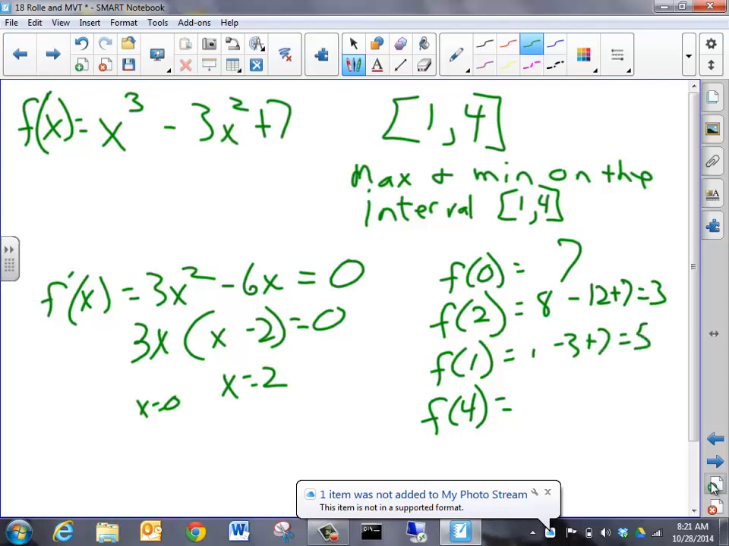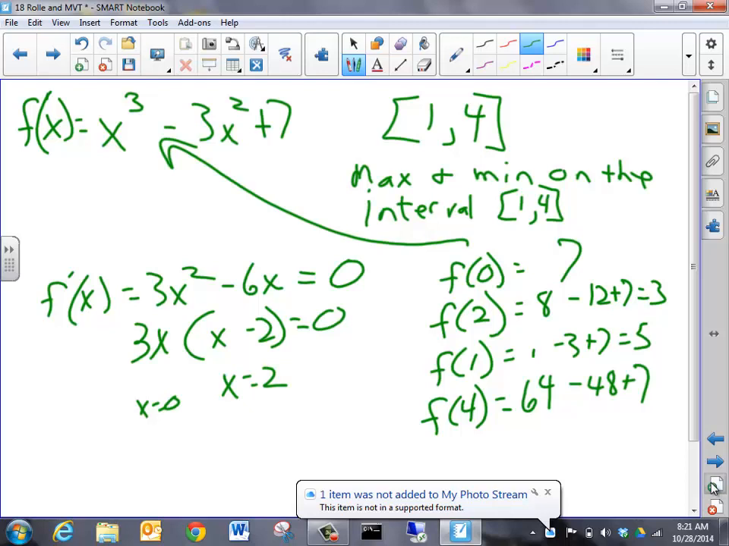And when I plug in 4, what do I get? 64 minus 48 plus 7. Question, sir? Where you plug them in again? Yes, I'm plugging these into the original equation. I'm going back to the original because we want to know the function values.